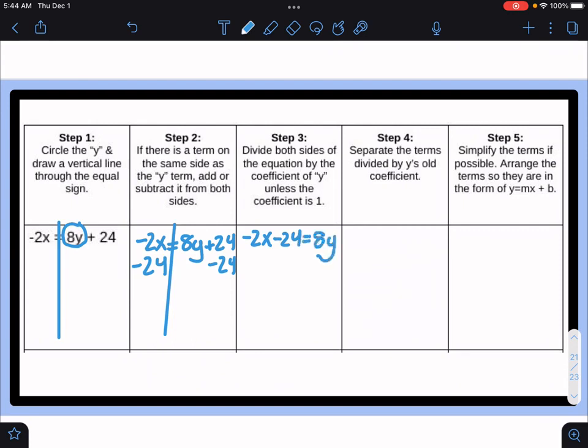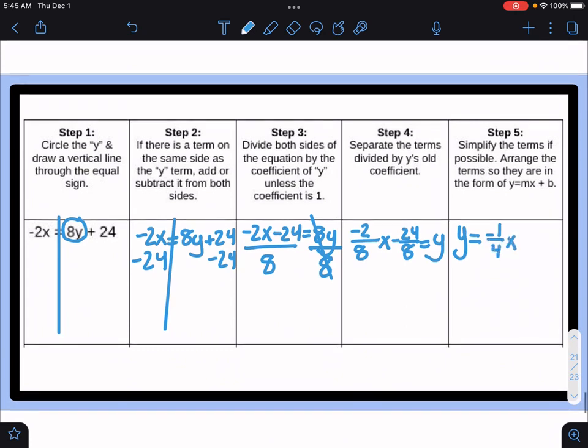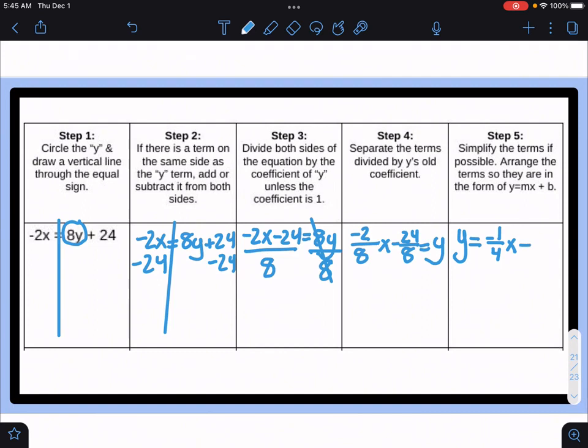Then I have to divide both sides of the equation by the coefficient of y. So divide by 8, divide by 8. I would be left with negative 2 divided by 8x minus 24 divided by 8 equals y, because 8 divided by 8 just cross off. It equals 1, so you could just get rid of it. Alright, now simplify the terms. I know my y is going to have to come first, so I'm going to put y equals. Then negative 2 divided by 8 would just be negative 1 over 4x. Negative 24 divided by 8 would be negative 3. And this would be our final answer.